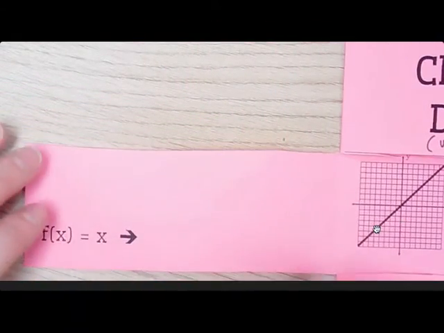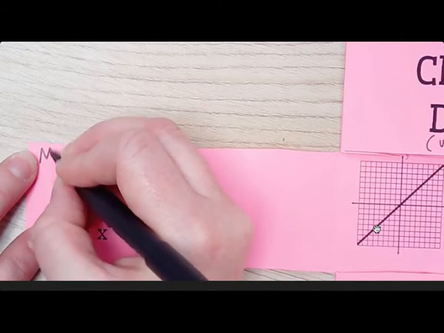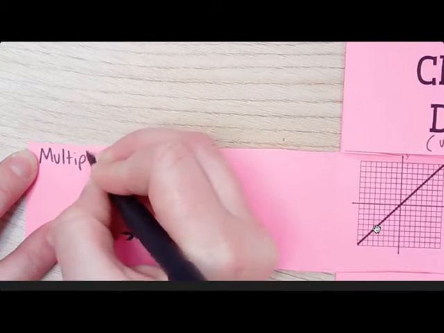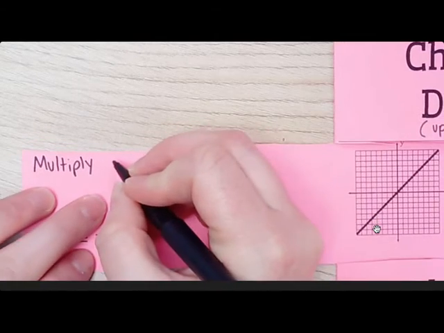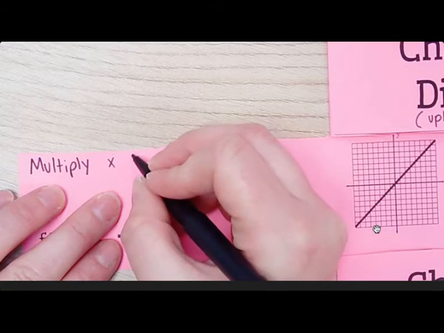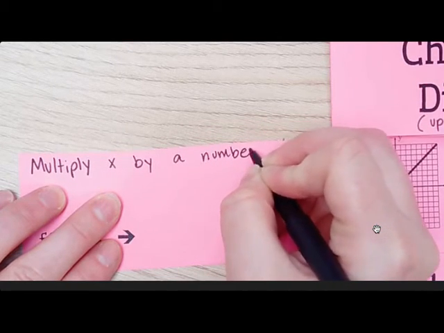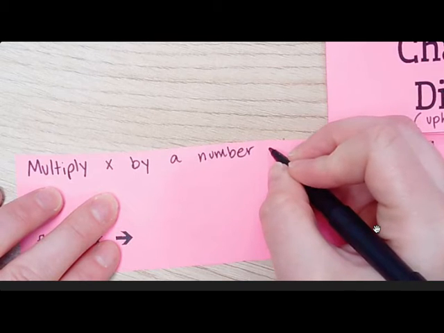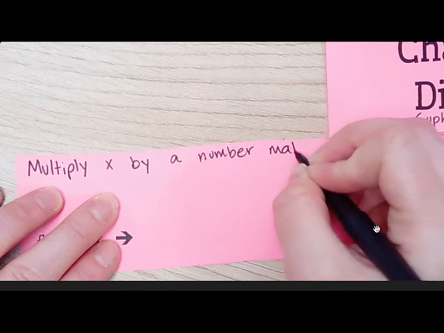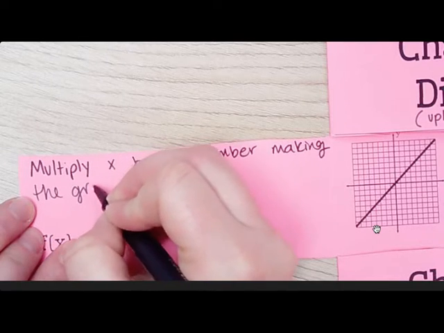So whenever you do changes in the slope, that means we are going to multiply x by a number, making the graph dilate.